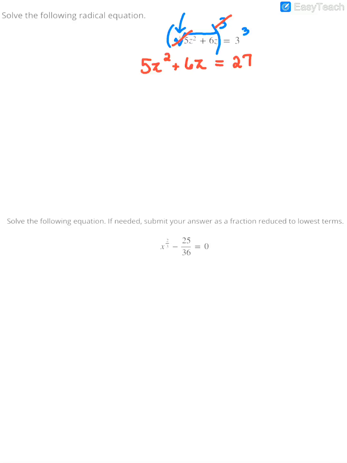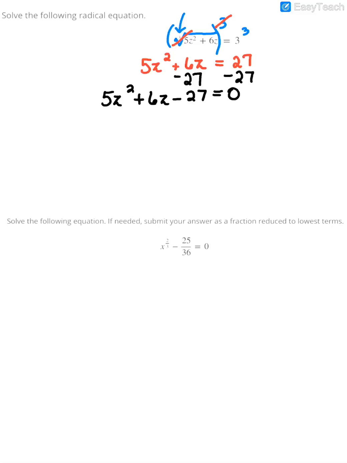At this point, you will either have some type of a linear or quadratic equation that you then need to solve. In this case, I have a quadratic equation. In order to solve quadratic equations, I must first set them equal to 0. So I will subtract 27 on both sides. And that will leave me with 5z squared plus 6z minus 27 is equal to 0.